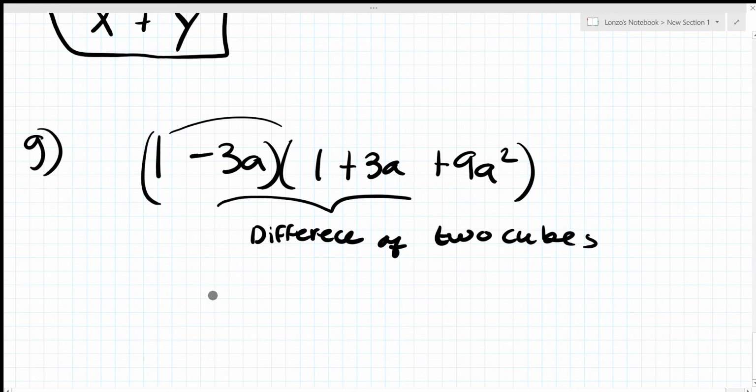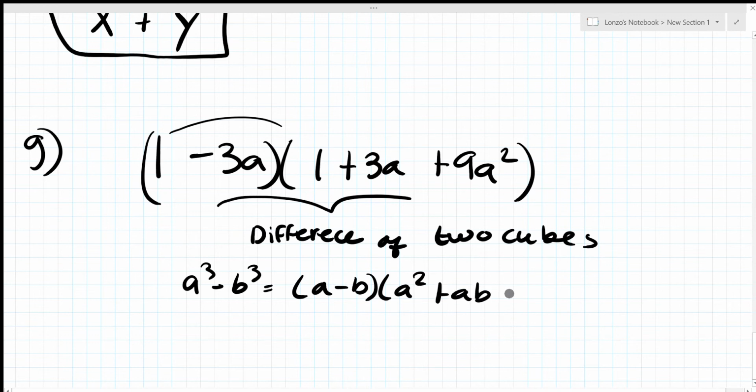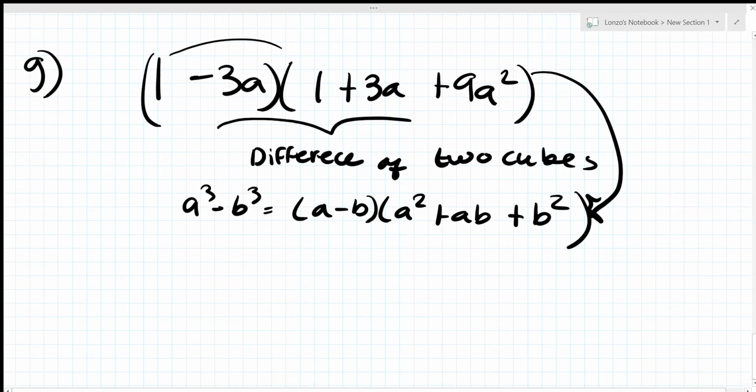The difference of two cubes looks something like this: a cubed minus b cubed equals a minus b times a squared plus ab plus b squared. We have to figure out which part this looks like. This looks exactly like the right side, so we have to make it our left side. First we have to figure out my a and my b. My a is 1.